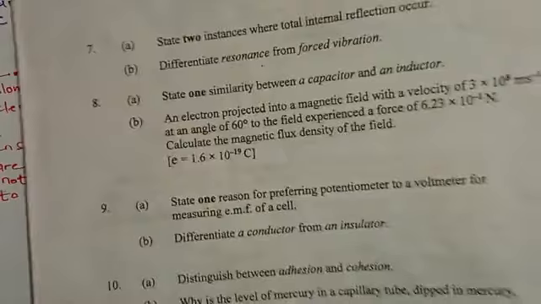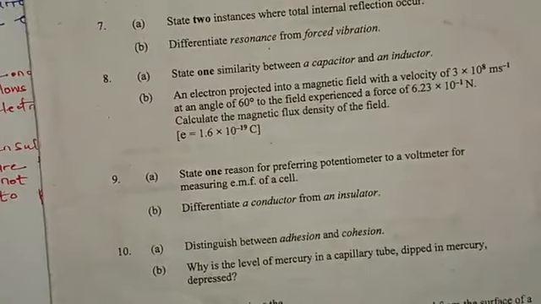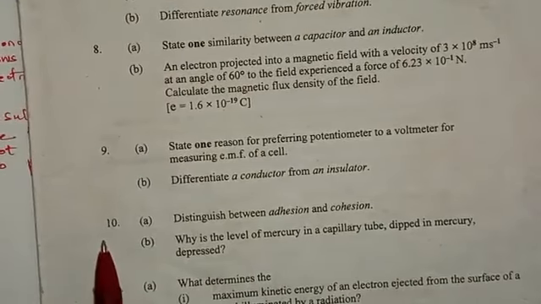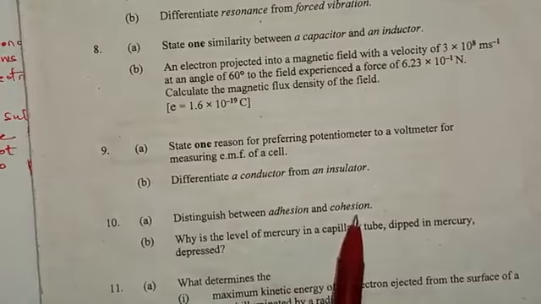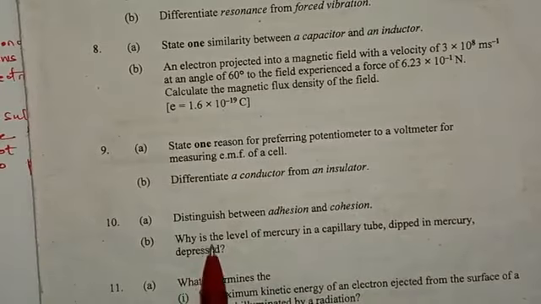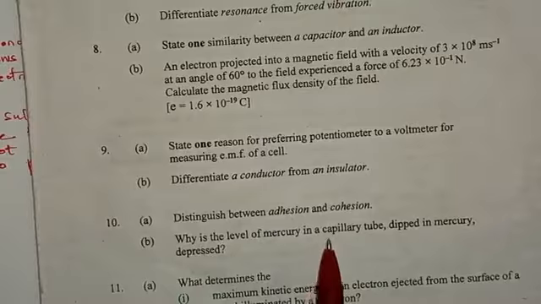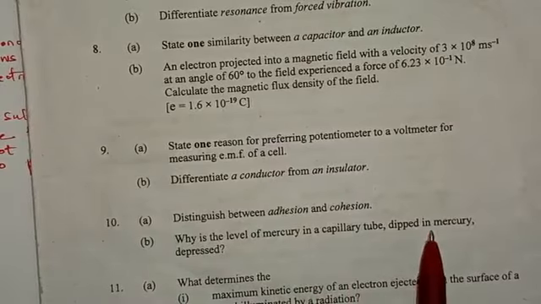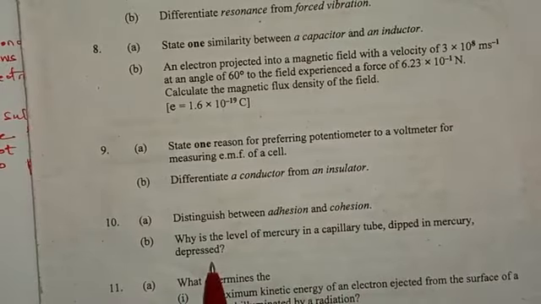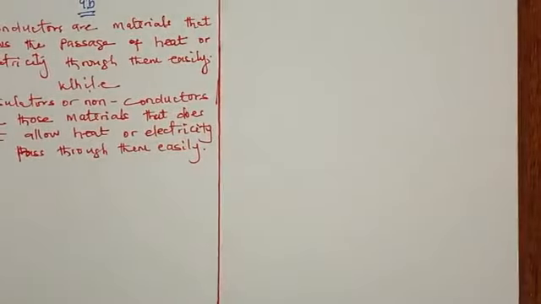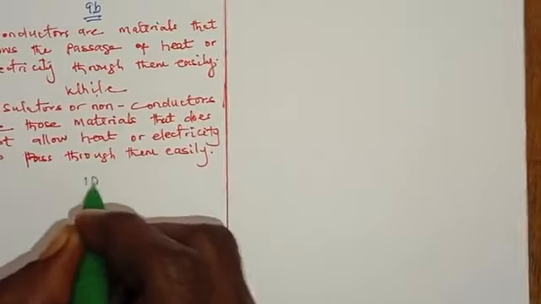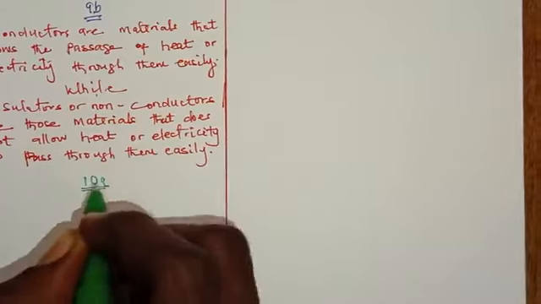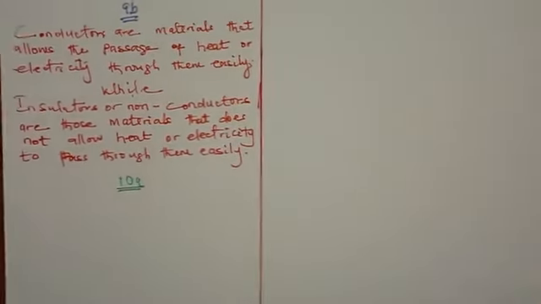So let's quickly add question 10 in this session. Question 10 says you should distinguish between adhesion and cohesion. B says, why is the level of mercury in a capillary tube dipped in mercury depressed? So that's question 10. Question 10a, you have to differentiate between adhesion force and cohesion force.